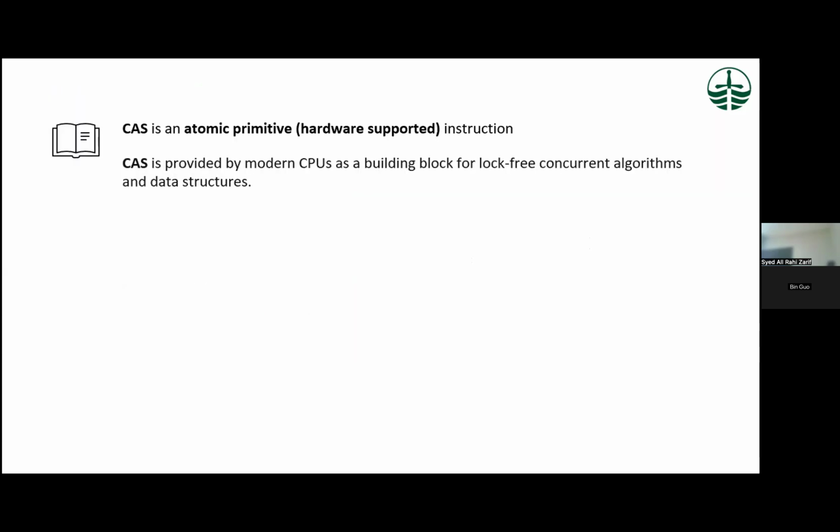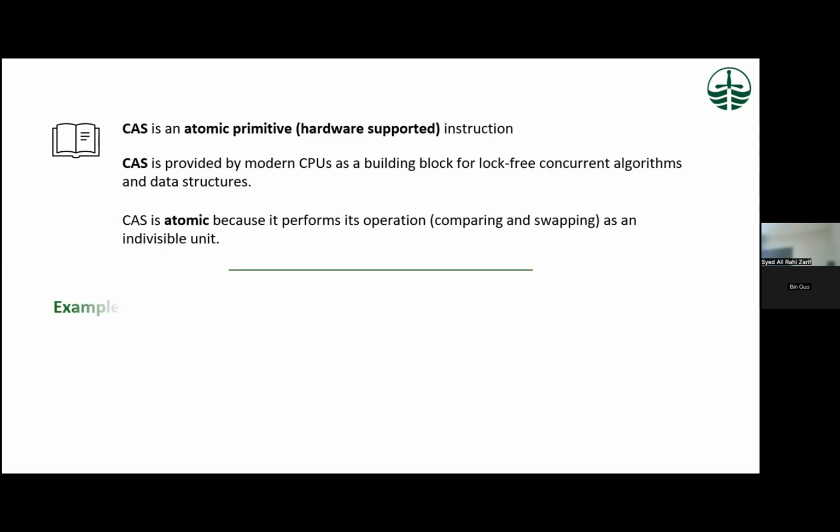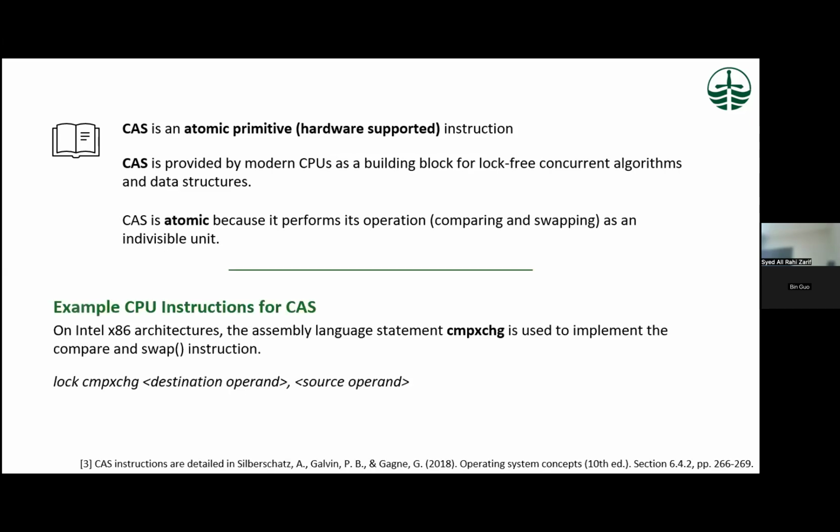Now here are some facts about CAS. CAS is an atomic primitive and it's hardware supported. We can find the instruction in the CPU, like in Intel, AMD, or ARM processors. CAS is atomic because it performs the whole operation atomically, or indivisibly. Now let's see an example of how CAS works in the Intel x86 architecture.